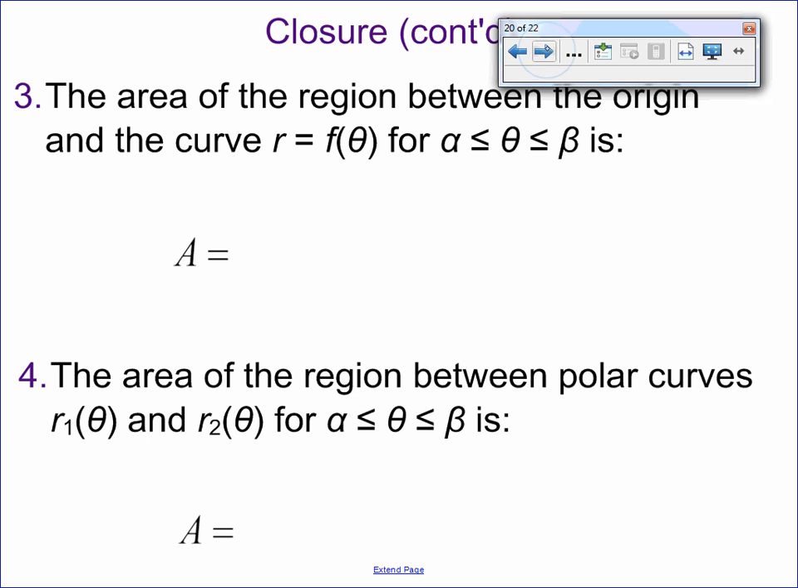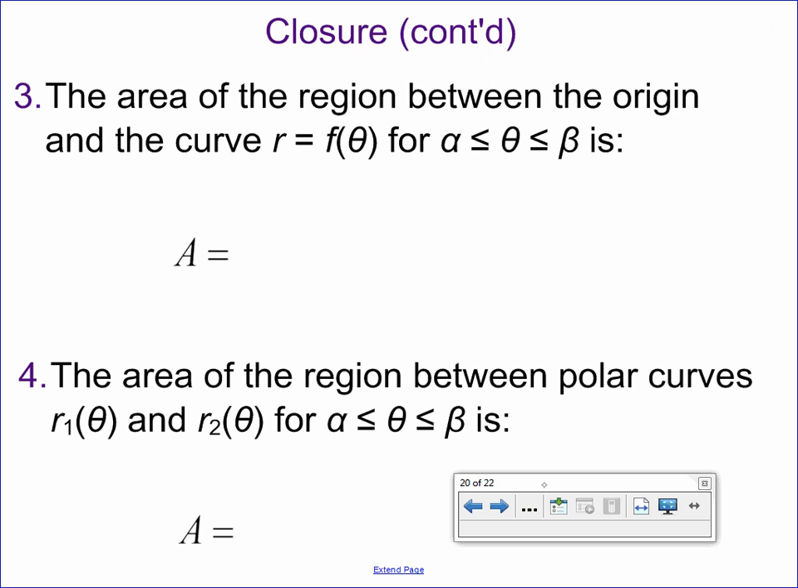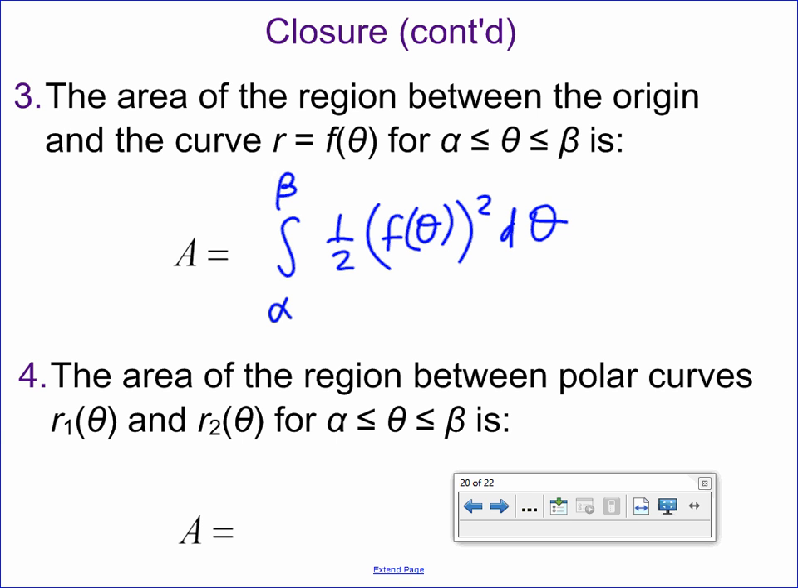And then our veritable hodgepodge of notation here. Can we just go right to the integral from alpha to beta of 1/2 f of theta quantity squared d theta. Did I get everybody? You could have also just left this as r, right? 1/2 r squared. That's our general form, d theta.